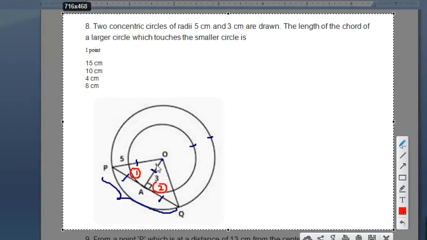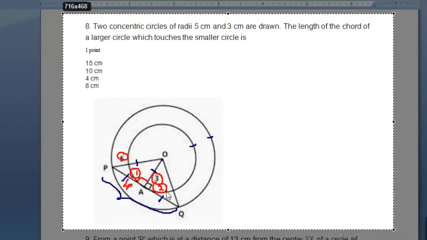In this triangle OPA, it is a right angle triangle. We all know that radius and the tangent are perpendicular to each other. In a right angle triangle, 5 is the hypotenuse, 3 is the radius and the other side will become 4. Already we discussed the Pythagoras triads, so directly I am writing 3, 5, 4.